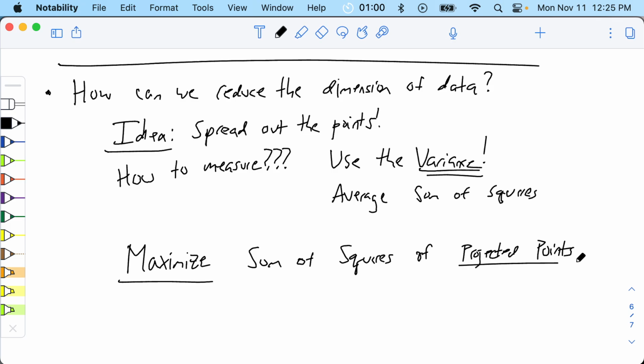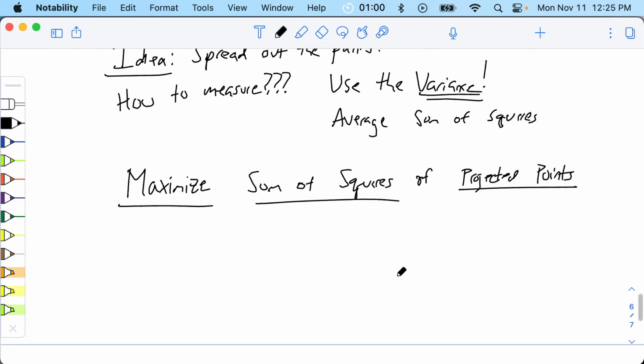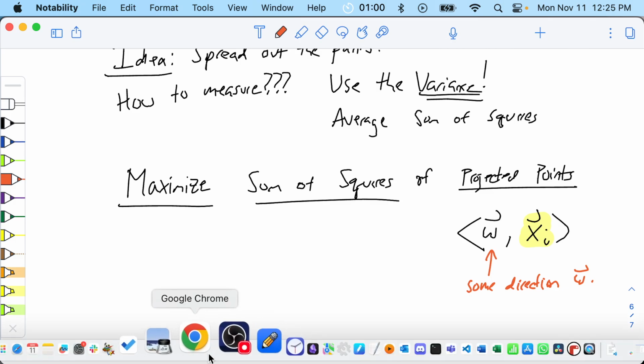Okay, and now we're in linear algebra land. The projected points and the sum of squares are both linear algebra operations. What are the projected points? The projected points are inner products, w dot product with xi. You take some data point xi, and to find its projection, you take the inner product with some direction w. That's what I was sliding around on my little thing.